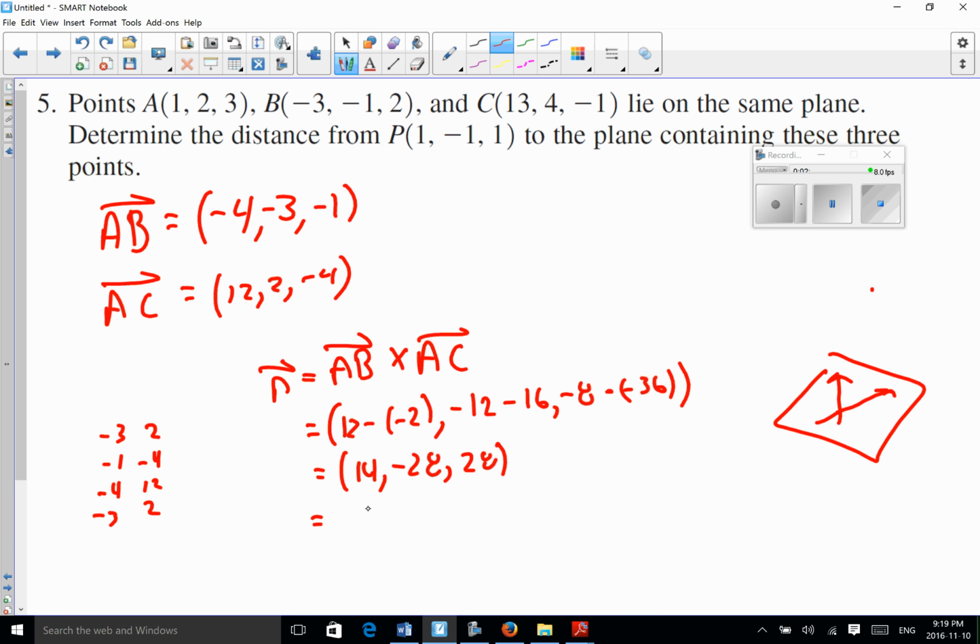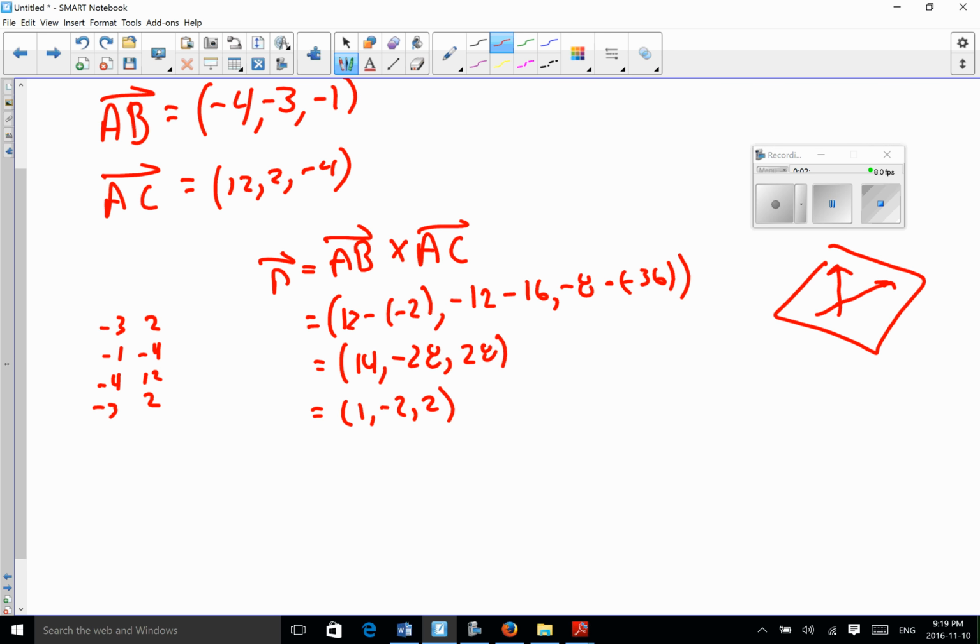I'm just going to simplify and make our life easier. Divide it all by 14. I get 1, -2, and 2. Just a nice, easier scalar multiple to work with. So using that, we can make our Cartesian now.